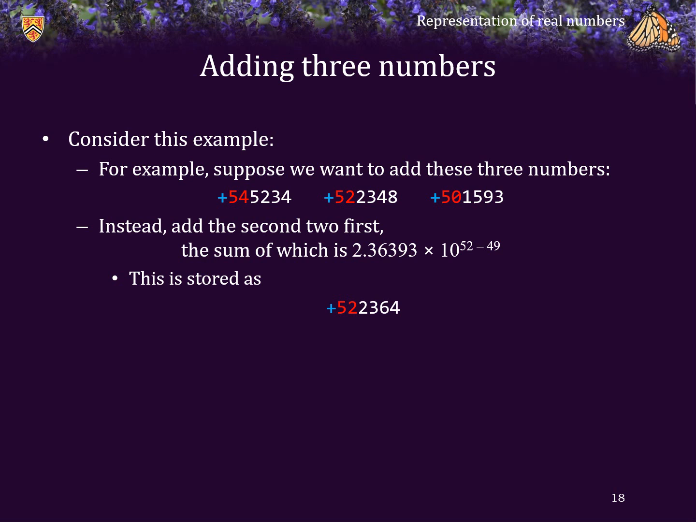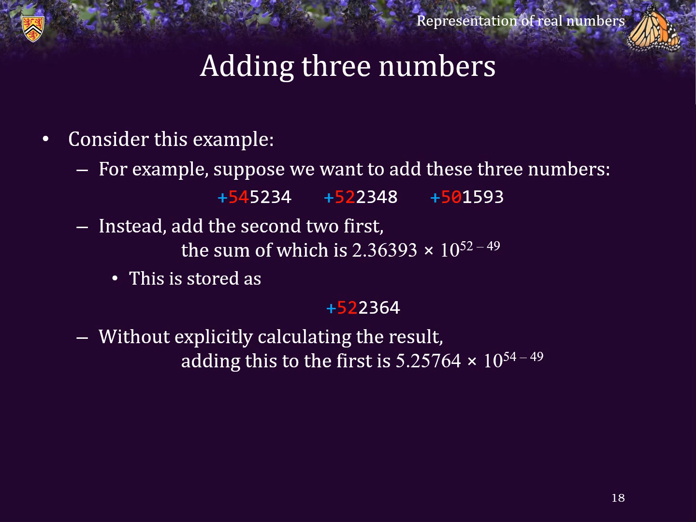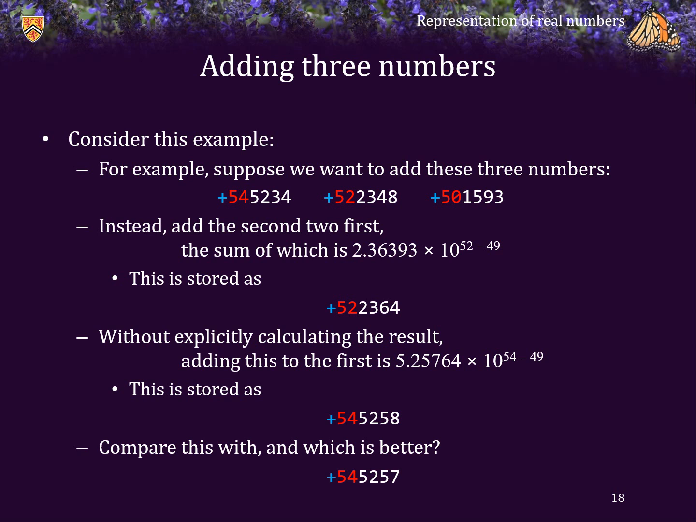All right, storing this as six digits gives us positive 52,2364. Now, if we add this to the first number, we get 5.25764 times 10 to the 54 minus 49. Once again, this is stored now as positive 5,4,5,2,5,8. Now, wait a second. When we added the first two and then added to that result the third, we got a different number. Which one is better? Which one is closer to the actual sum of these three numbers?